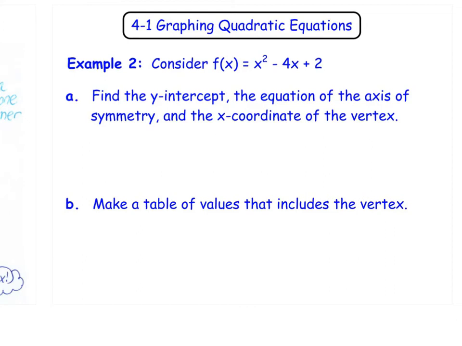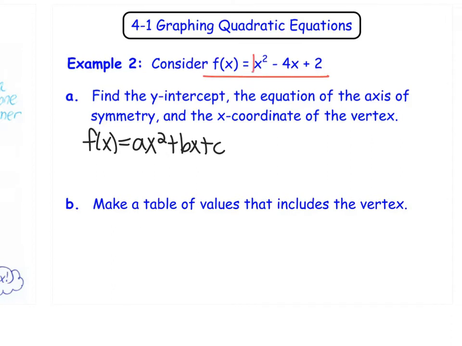This is the rest of the 4.1 lesson. So we were on example 2, and you should already have this done. I'm just going to do a quick review on how to find all these things. So don't forget that the standard form for a quadratic equation is ax squared plus bx plus c. And so let's identify a, b, and c for this function.